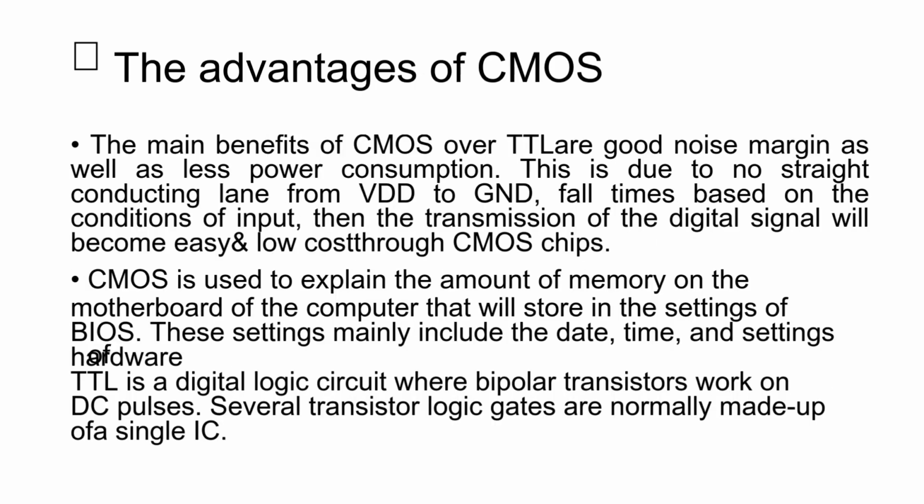Then advantages of CMOS. Basically, it has low power consumption. CMOS technology is known for its low power consumption, making it an ideal choice for battery powered devices. And then high noise immunity. The complementary nature of CMOS transistors provides high noise immunity, reducing the likelihood of errors in digital circuits. High density: CMOS technology enables the fabrication of high density ICs, allowing complex digital systems to be integrated onto a single chip.